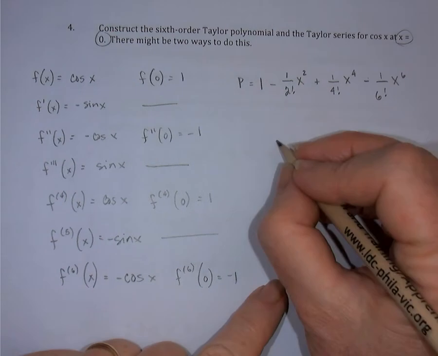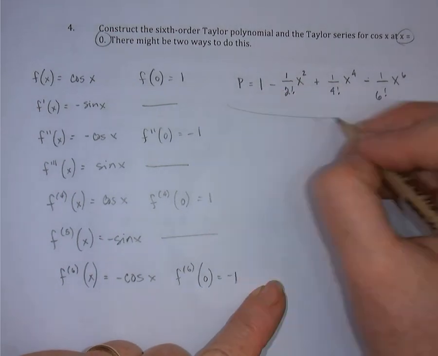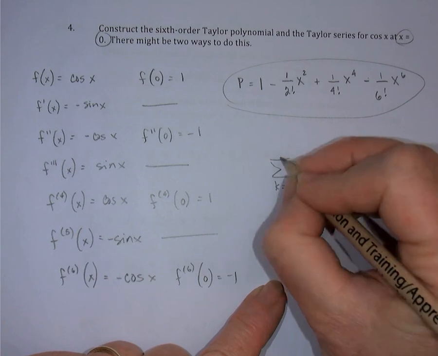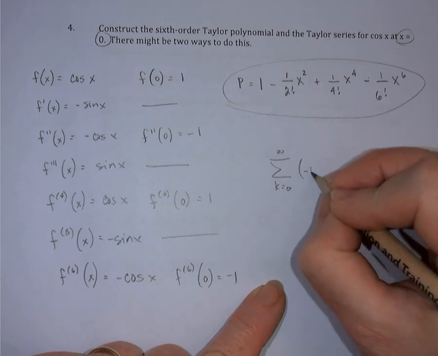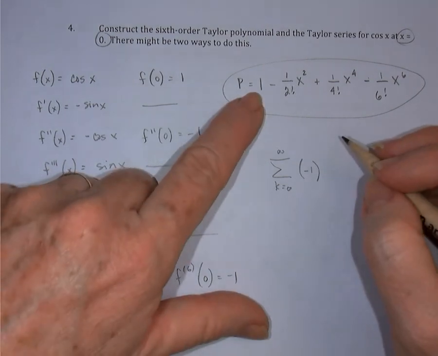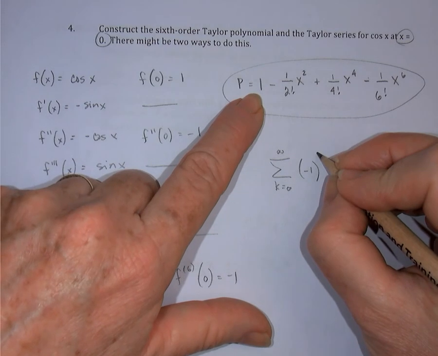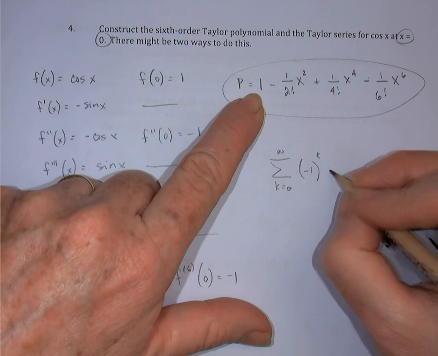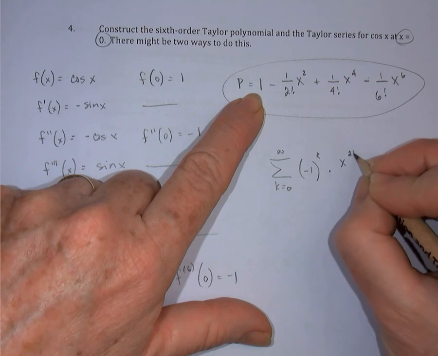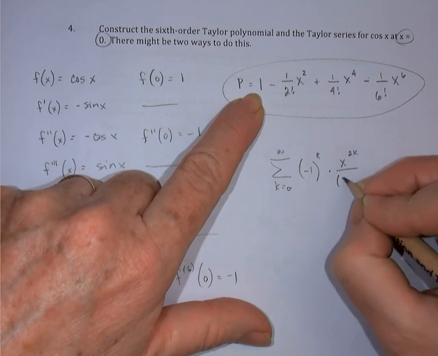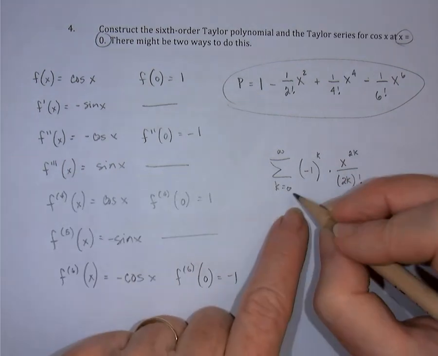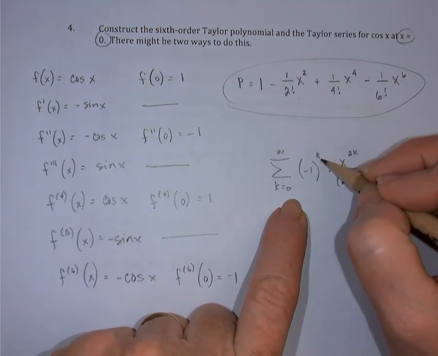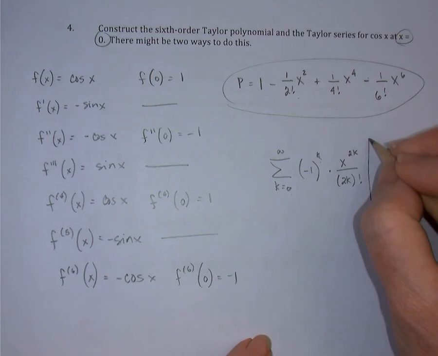Our Taylor series, so this is, again, just our sixth order Taylor polynomial, but our infinite Taylor series, if we start at 0 and go to infinity, it looks like we're going to have negative 1 to the, let's see, we want that to be positive. So k, and then we're going to have times x to the 2k over 2k factorial, and let's just check that that works. So when k is equal to 1, we have something negative. When k is equal to 2, it is positive. Okay, so there we have that.